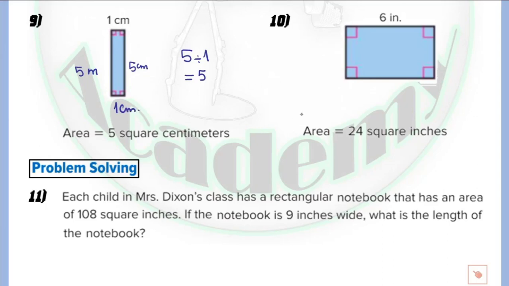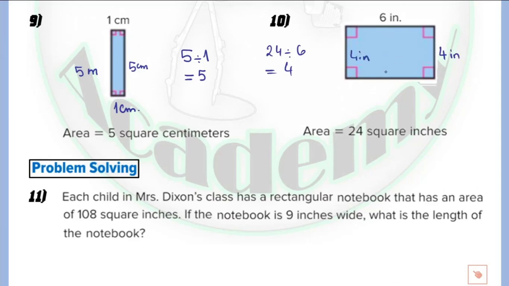In question number 10, you will find that the area is 24. And one of the sides equals 6. To find the missing side, just divide 24 by 6. You will find that the answer equals 4. So the two opposite sides will be equal to 4 inches.